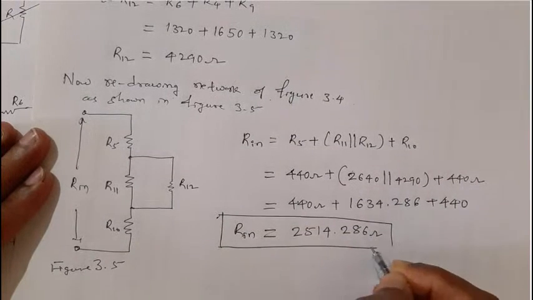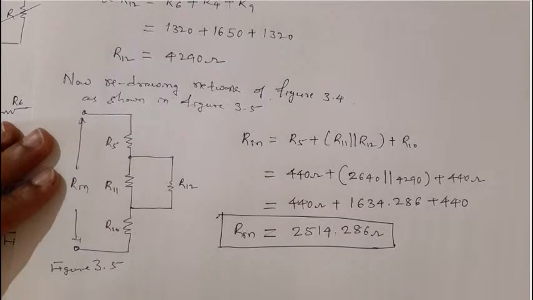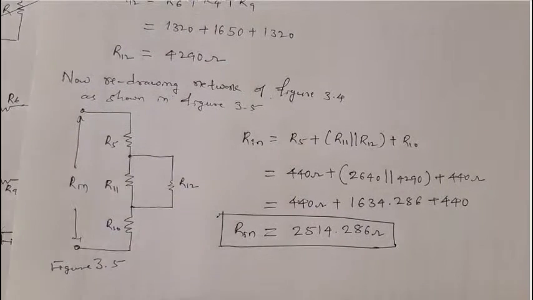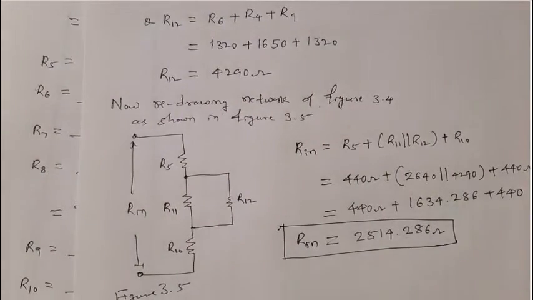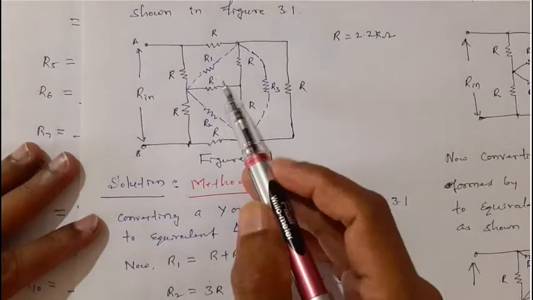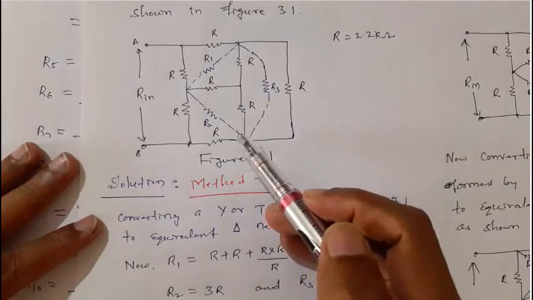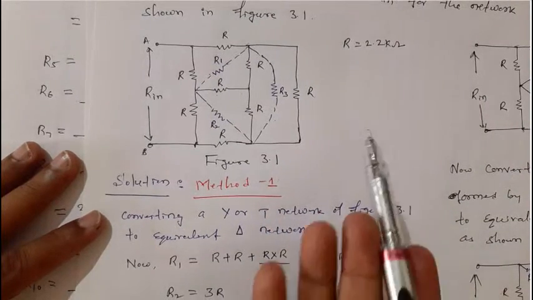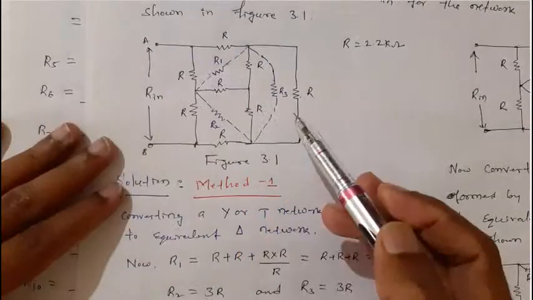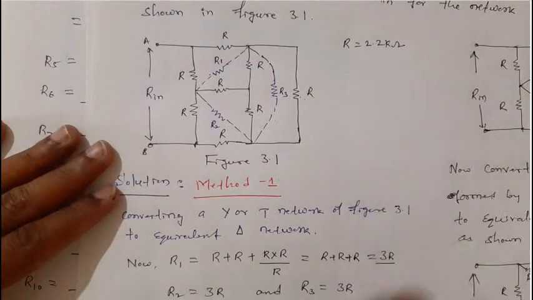So this is Rin. Hope this is clear to all of you, dear students. This is actually a simple method. I call this one method because we have the option to convert a network. We started with the conversion of this T network, but there is no hard and fast rule. I can start with the conversion of this delta network, say for example this is the delta network, and convert it to an equivalent T network.